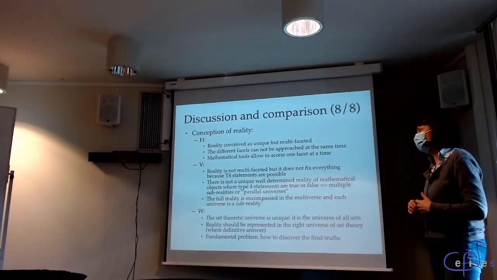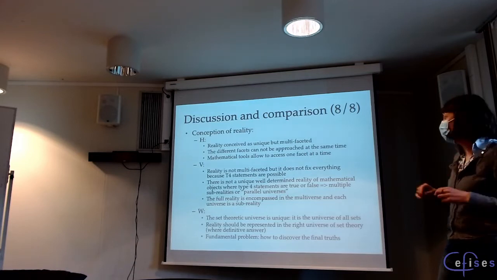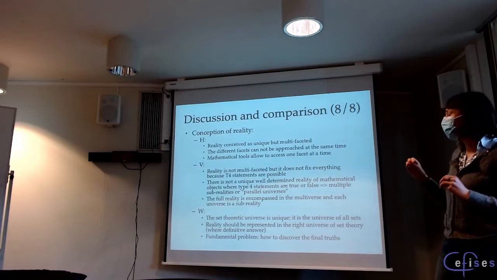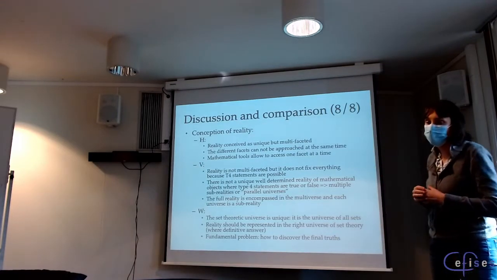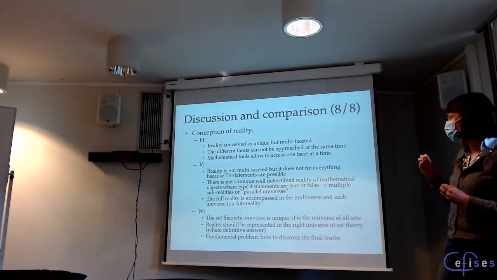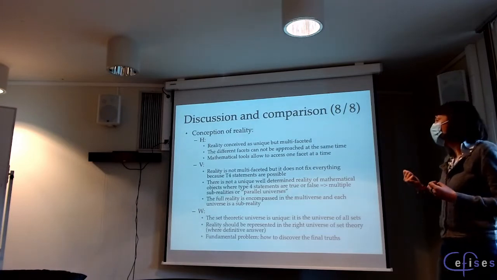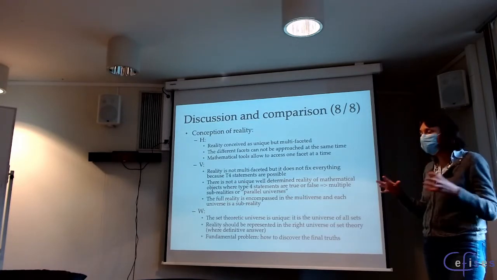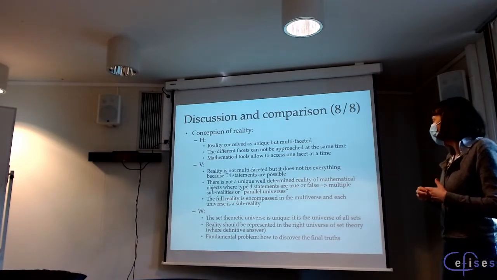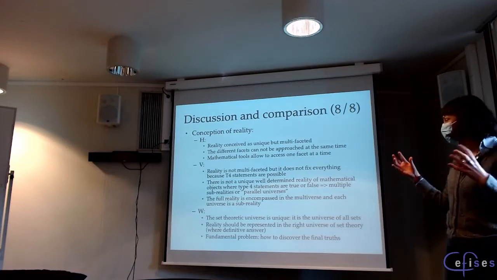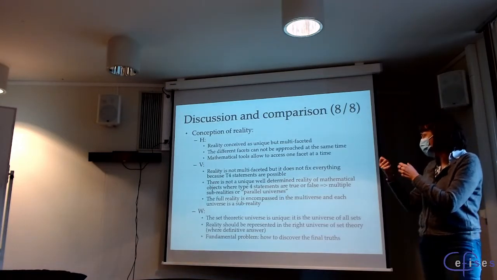For Väänänen, that's very different. The reality for him is not at all multifaceted, he states it in plain text. But it's as if reality wouldn't fix everything, because these absolutely undecidable statements are possible. And there is not a well-determined reality of mathematical objects, but rather multiple sub-realities that are represented in all the parallel universes that are part of this multiverse. And so the aim of the multiverse is to represent the full reality with each of the parallel universes corresponding to a sub-reality.